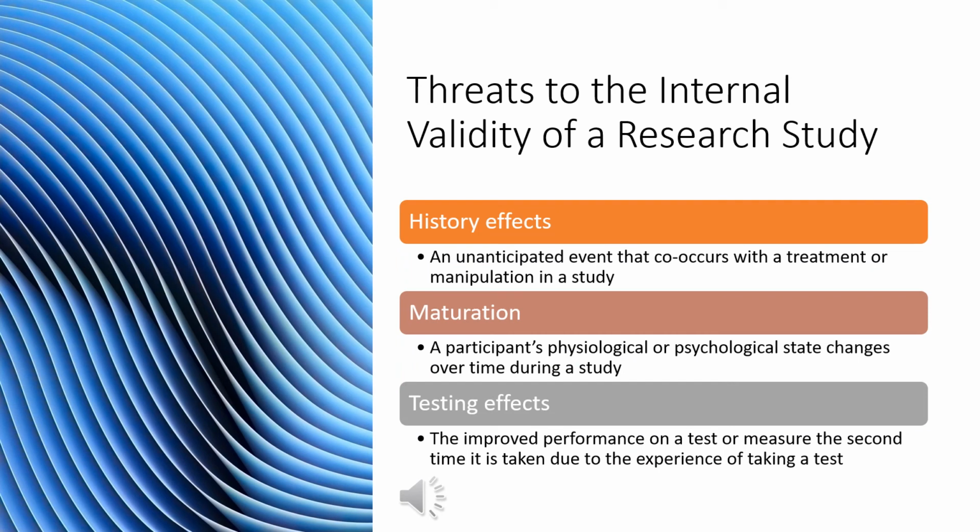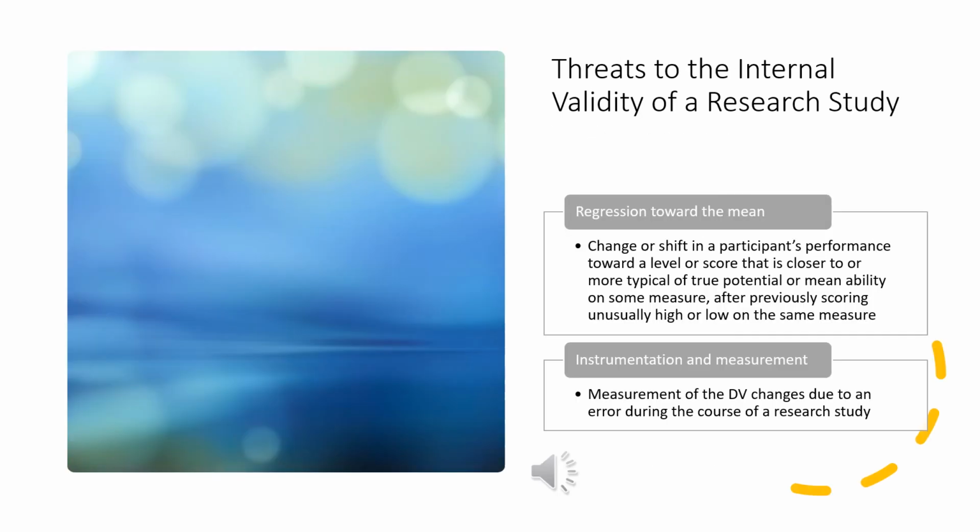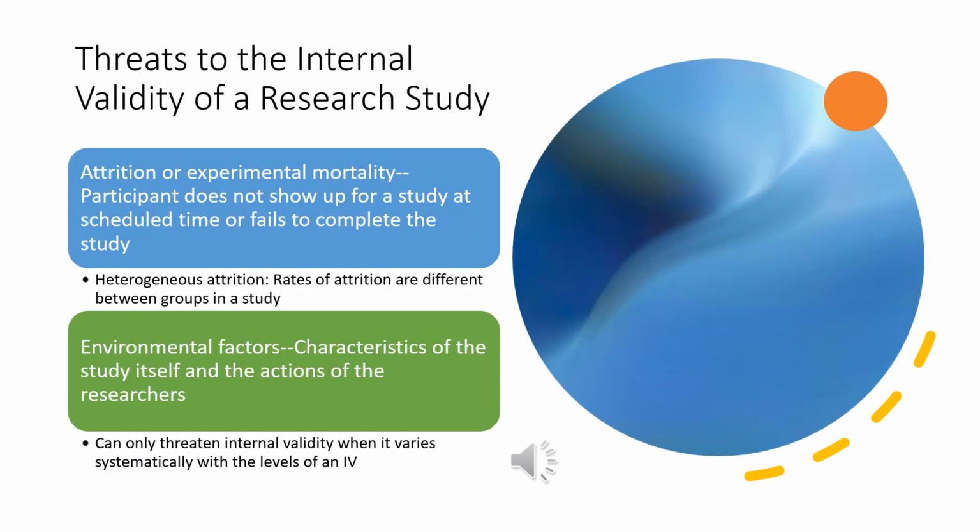These are just a few more descriptions of history effects, maturation, and testing effects that you can read through. And another description of regression toward the mean, or statistical regression, we call it, and the instrumentation and measurement you can read through. And the attrition threat to internal validity, as well as the environmental factors. Some more information to read through.